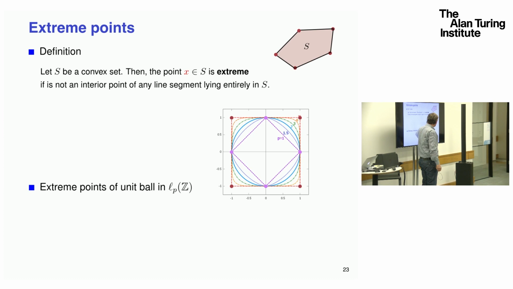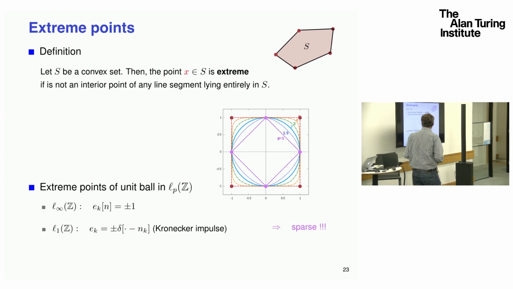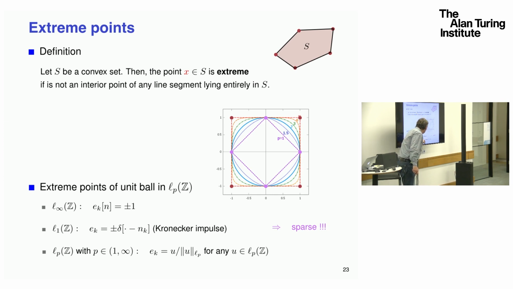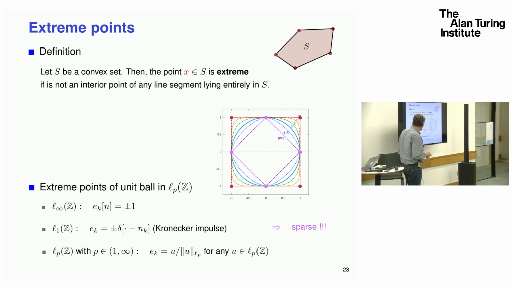But in other cases, for example the L1 unit ball, the extreme points are the sparse guys, and for L infinity they are the corners, so it's the plus or minus 1. Here, the Kronecker, and in this one any point is an extreme point. So the extreme points are not interesting for the reflexive scenario. They become interesting only for the non-reflexive scenario, where there's much less work in the literature.